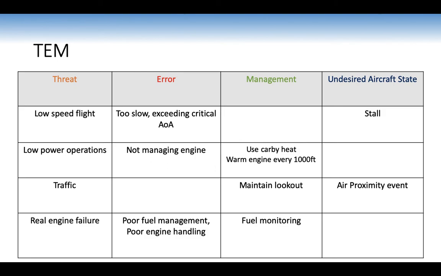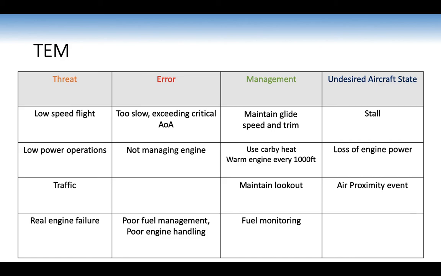So, threat and error management. We've already looked at a few threats, errors and management techniques in this lesson. So the threat of low speed flight: the error will be too slow, exceeding critical angle, and the undesired aircraft state will be a stall. So you'd manage this by maintaining glide speed. We've got the threat of low power ops: the error will be not managing the engine, so use carb heat and warm the engine every 1,000 feet. The undesired aircraft state will be a loss of engine power.